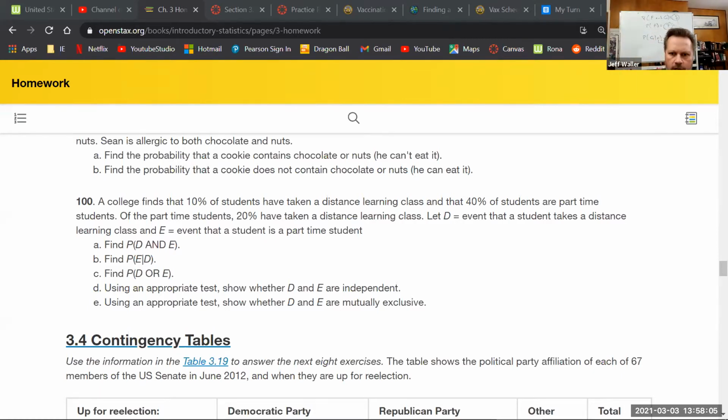So the college finds that 10% take a distance learning class, and that's D. So what's that right there? Just stop. Don't even look at anything else. I know the letter and I know the number. So what is the symbol for this? Probability of D. Yep, that's probability of D. So I know the probability of D is 0.1. And 40% are part-time. Probability of E. Such a weird choice, but oh well.